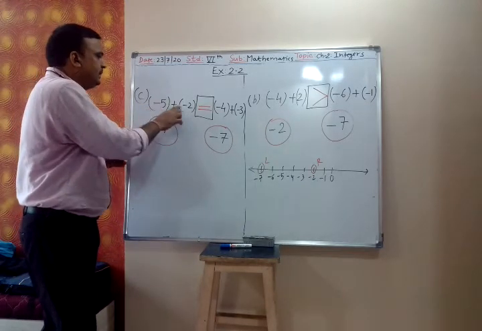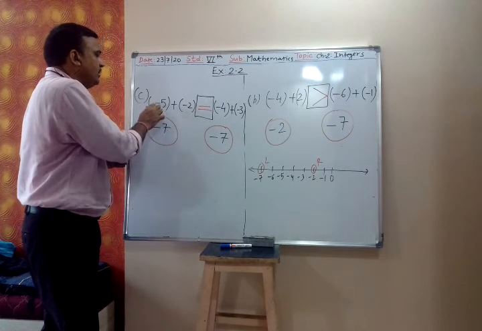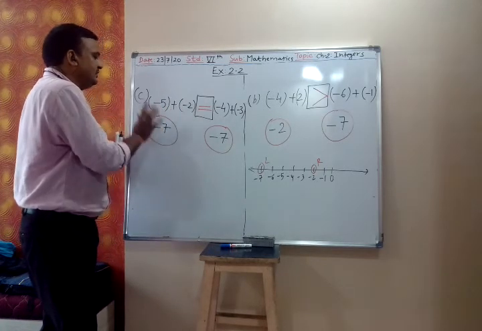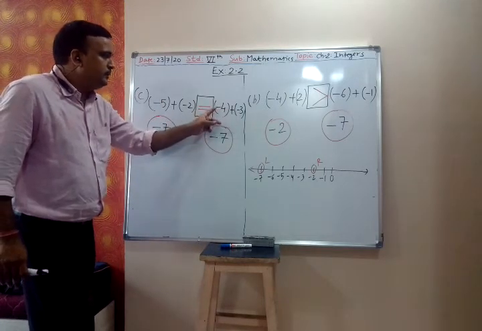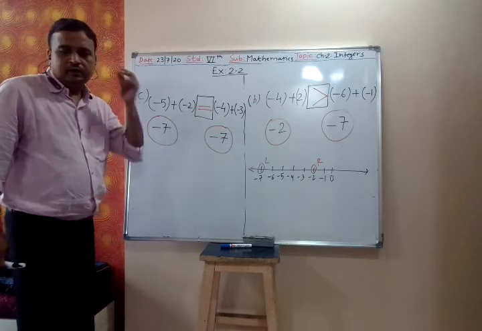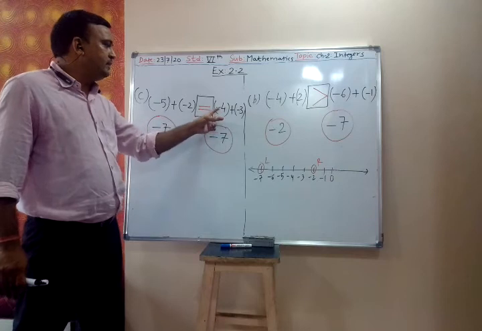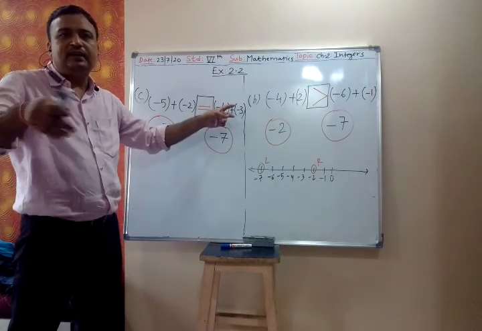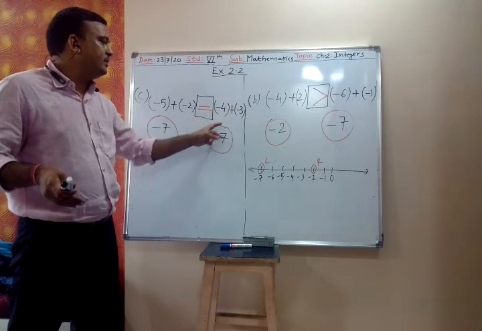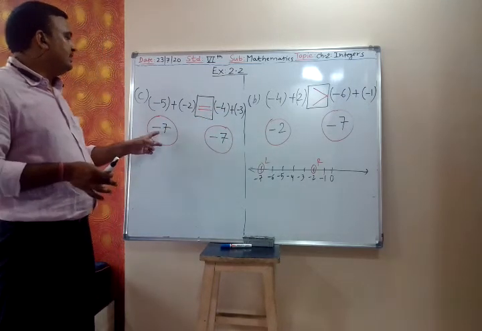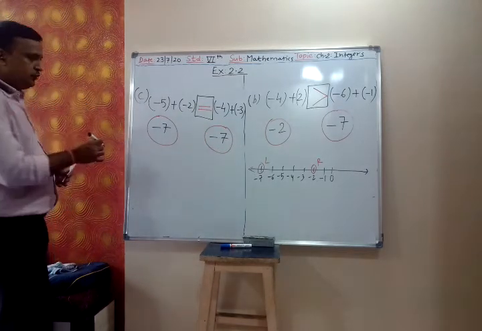Because minus minus means you have to add the numbers. So 5 plus 2, 7, and the common sign minus will be minus 7. Minus 4 and minus 3 have the same sign, minus minus, which means you have to add the numbers. 4 plus 3 is 7, common sign minus, minus 7. Minus 7 and minus 7 both are equal. Let us do the D part.